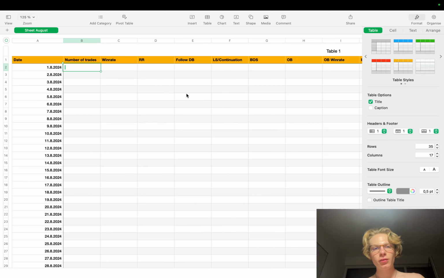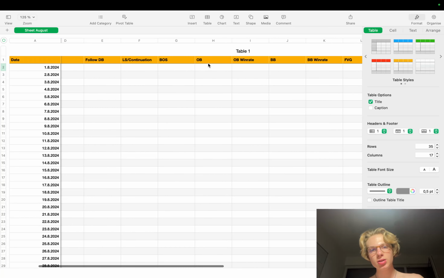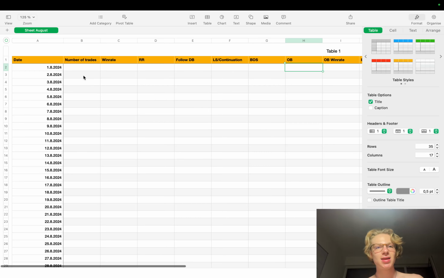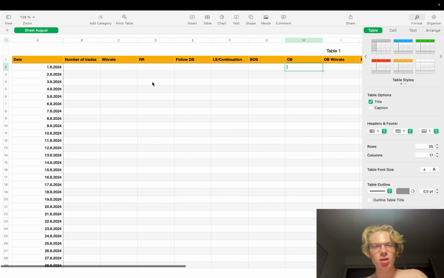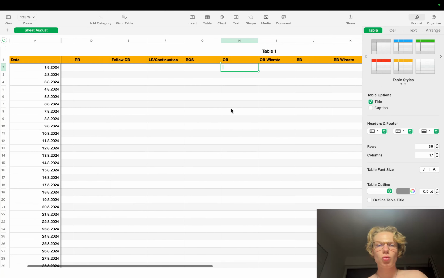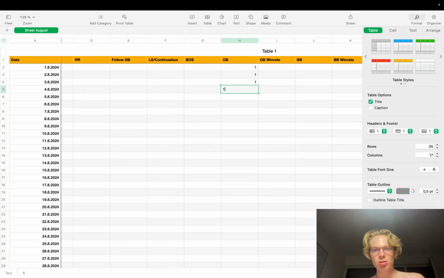It's a bit different for, let's say, your order blocks. If you took a trade with an order block, you press 1. If you don't, you press 0. But you only press 0 if you did take a trade on that day, because if you didn't take a trade, that would mess up the calculations. So if you take a trade, you put 1 in the cell if the trade worked out, and you put 0 if it didn't. So let's say I take a trade here, here, here, and here.